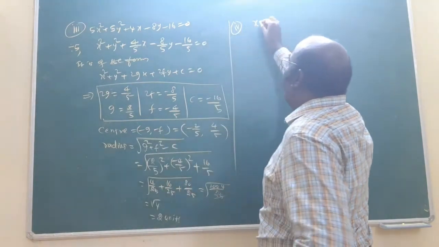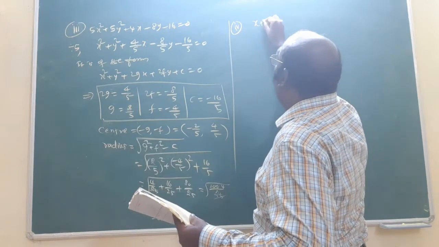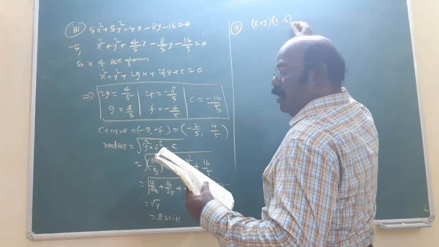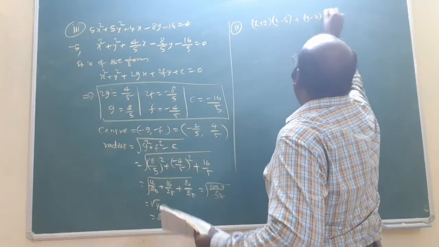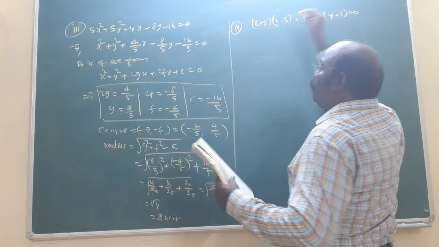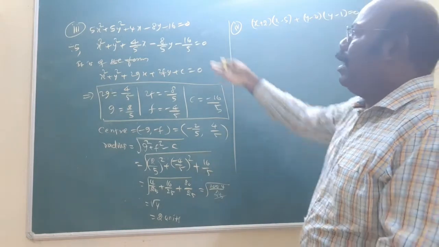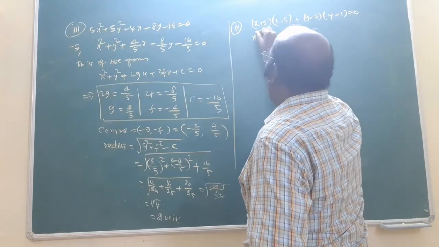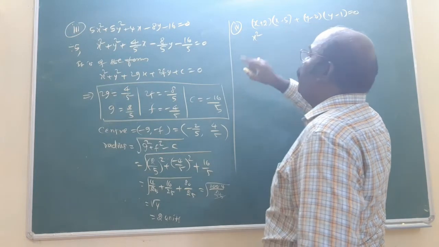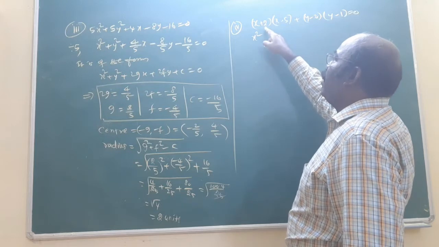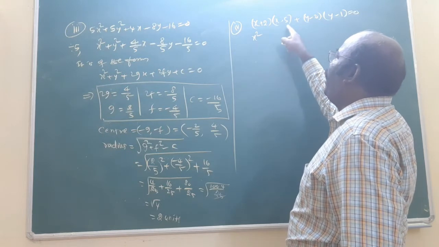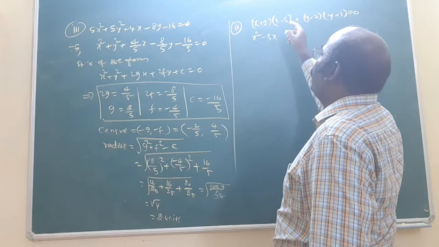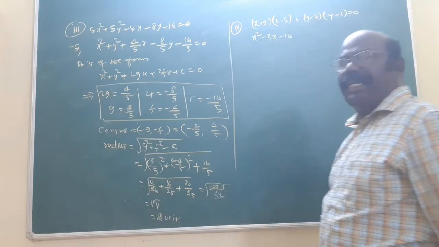What is given? x plus 2 into x minus 5, next y minus 2 into y minus 1 equal to 0. Now you want to multiply, and the standard equation will come. That is, x into x, x square. Then a very simple concept: the numbers are what? 2 and minus 5, that is minus 3x. Then multiply: plus 2 into minus 5, minus 10. In this way you multiply.